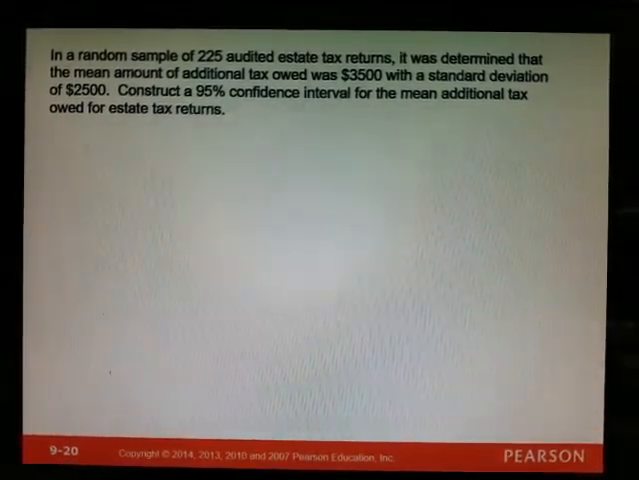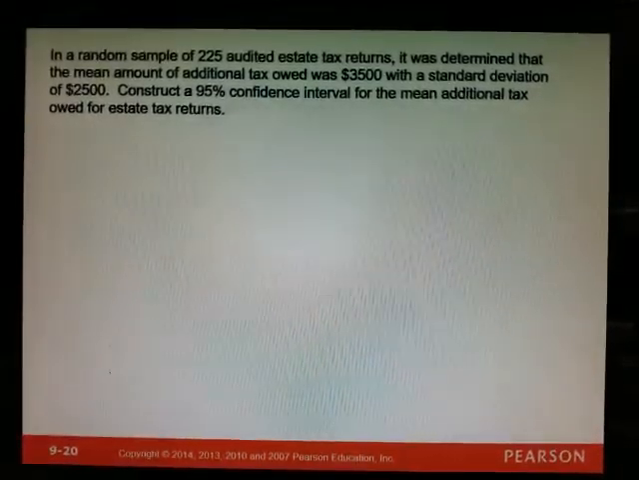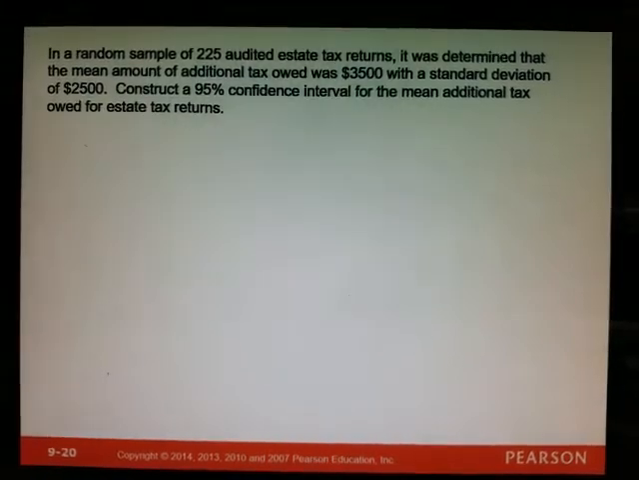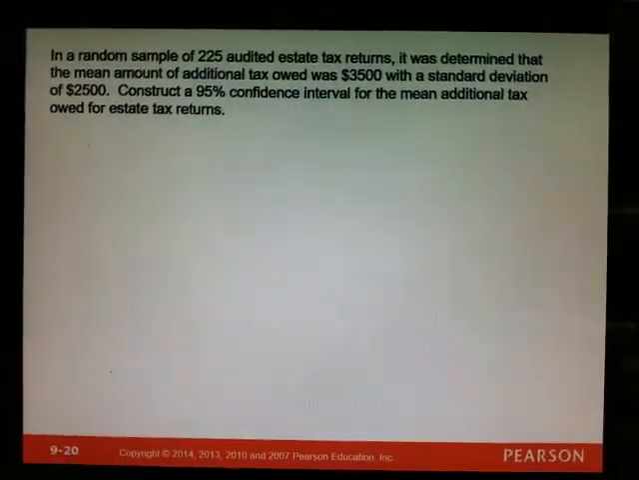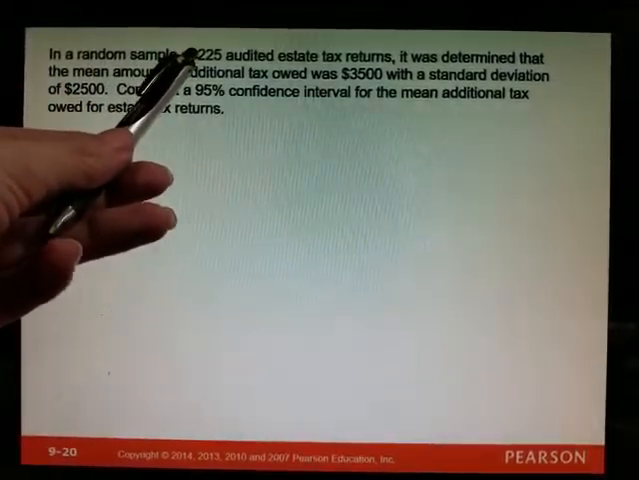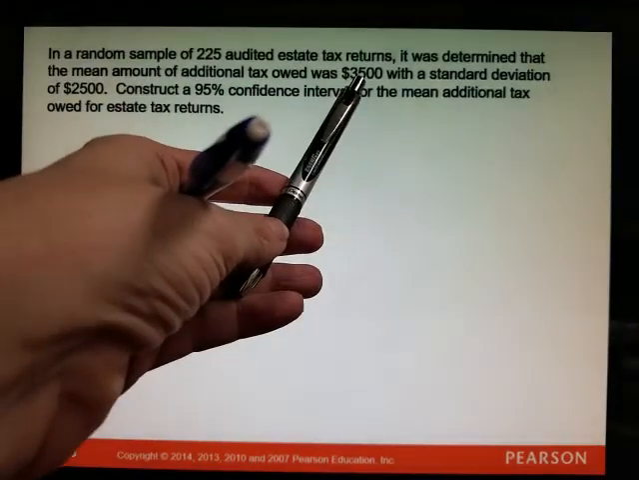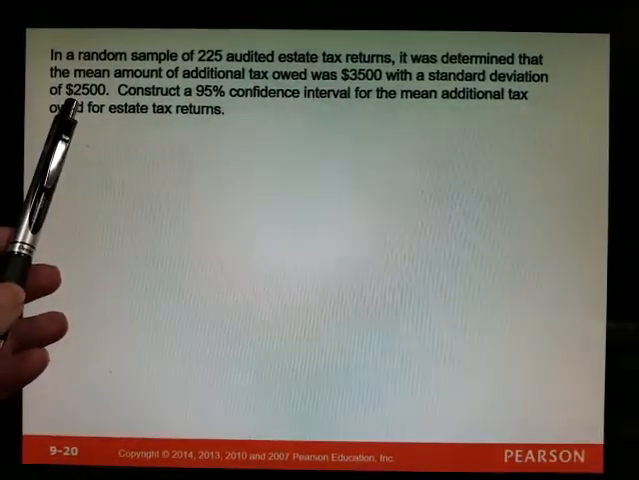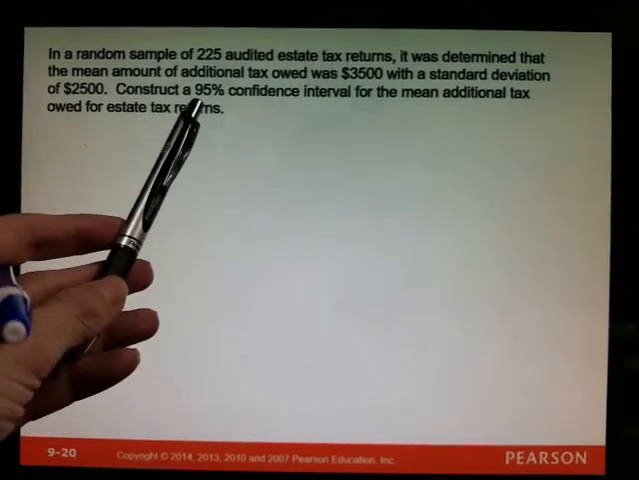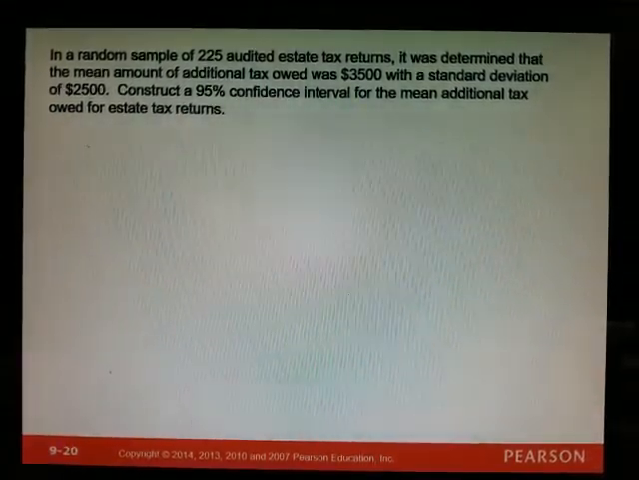So in a random sample of 225 audited estate tax returns, it was determined that the mean tax owed was $3,500. See, I already have n is 225. That means the sample mean, that's x bar, is 3,500, with a standard deviation of 2,500, so that's s. Construct a 95% confidence interval for the mean additional taxes owed.